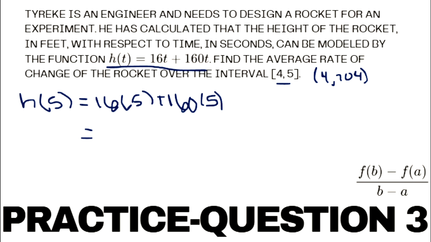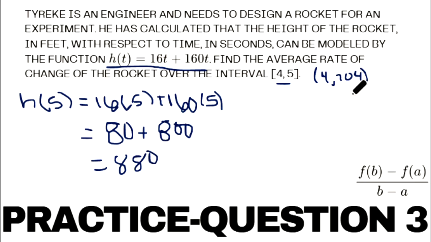16 times 5 is 80. Plus 160 times 5 is 800. Okay, so that's going to give us 880. So our second coordinate point is (5, 880).